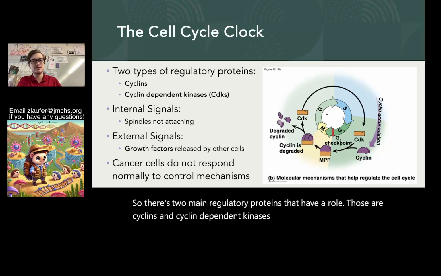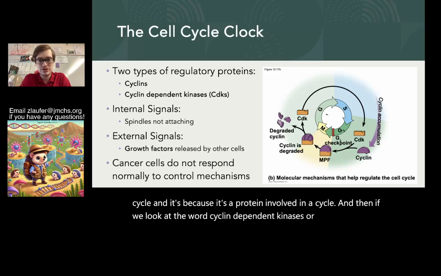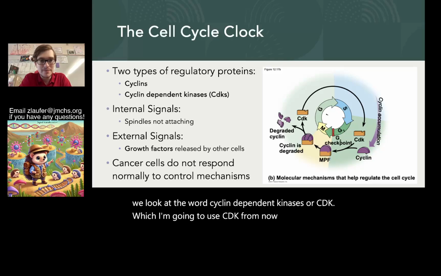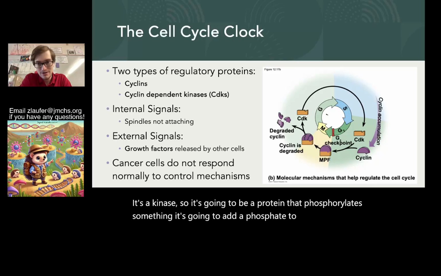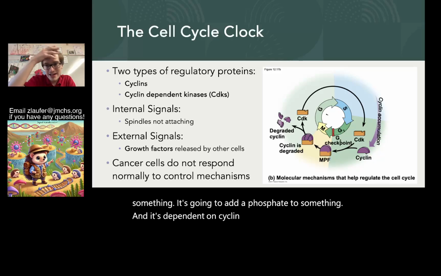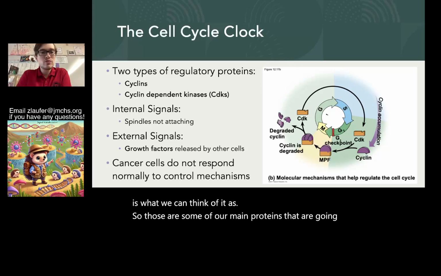So cyclin, the word sounds like cycle, and it's because it's a protein involved in a cycle. And then if we look at the word cyclin-dependent kinase, or CDK, which I'm going to use from now on, it's a kinase, so it's going to be a protein that phosphorylates something. It's going to add a phosphate to something, and it's dependent on cyclin. So essentially, it's a kinase for cyclin, is what we can think of it as.